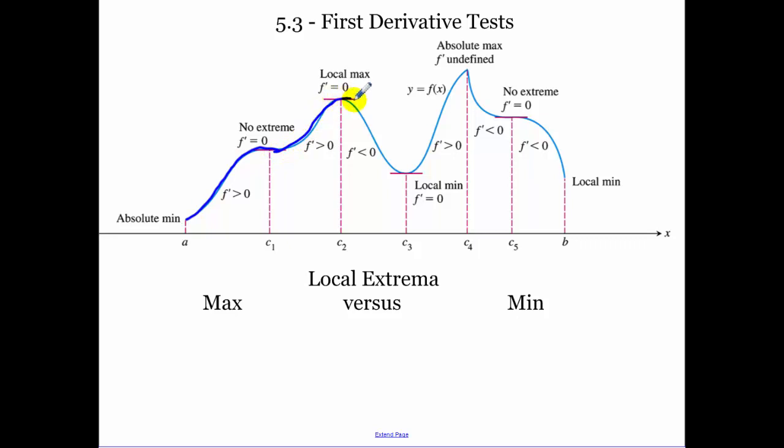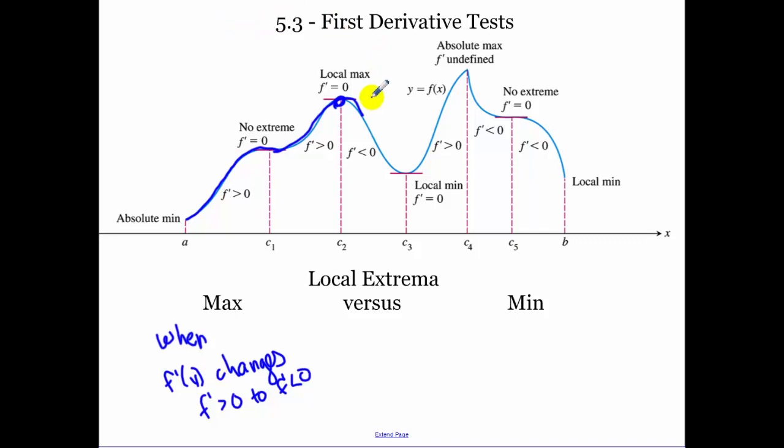The first derivative then changes signs. So I have a maximum when f prime of x changes from positive to negative. And that's when our derivative changes signs.